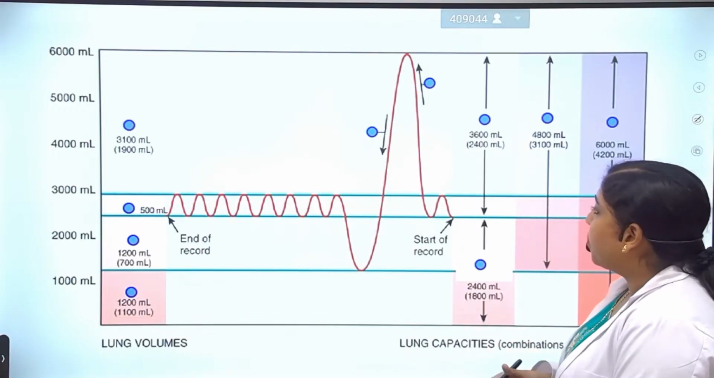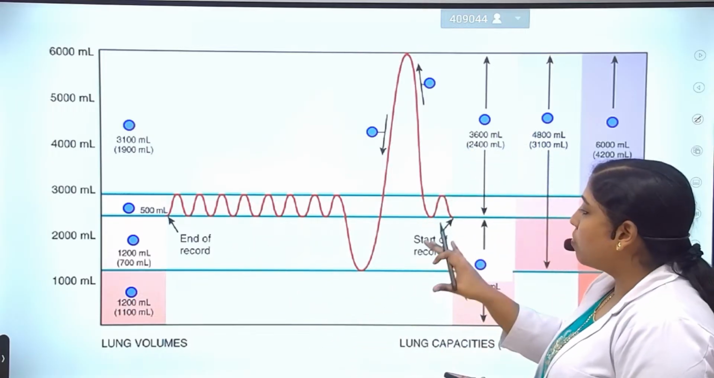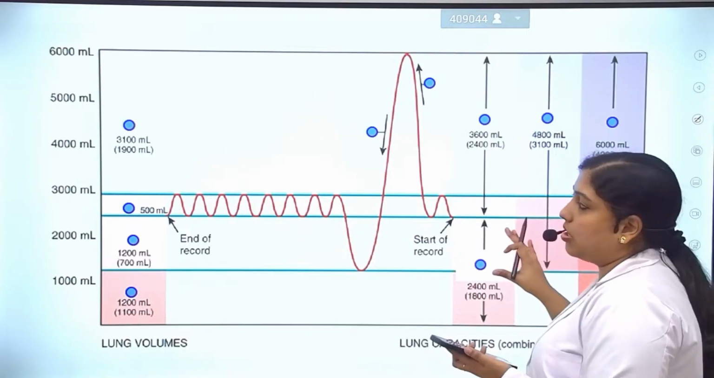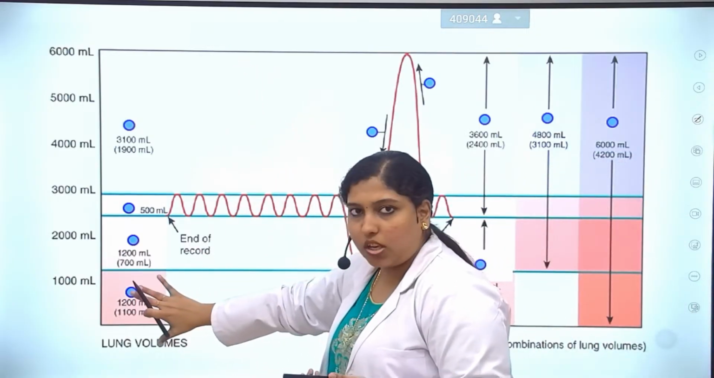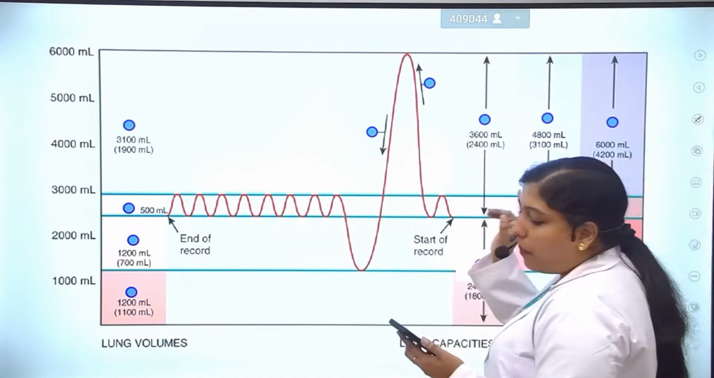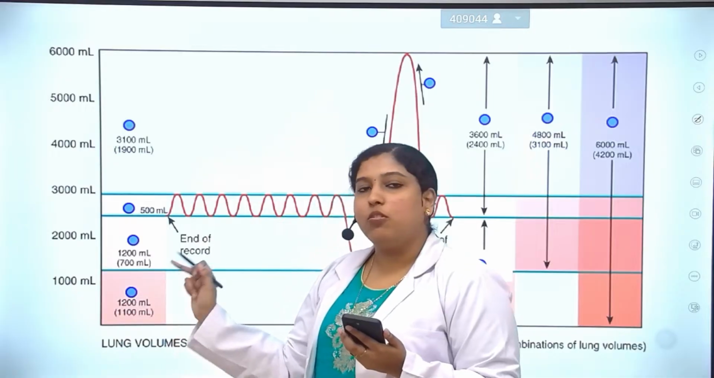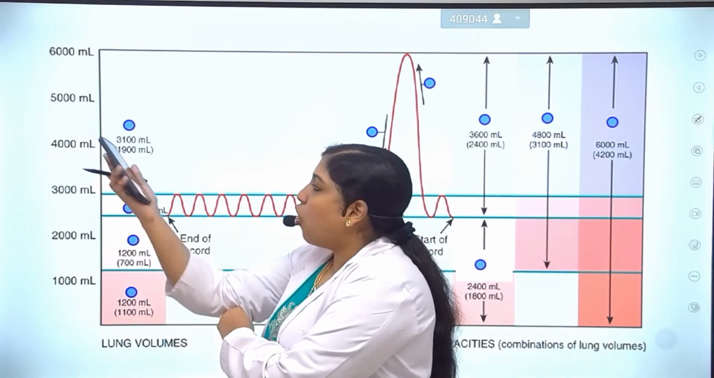See, this is the normal lung volume and capacity chart. First and foremost, on this side we are going to concentrate on lung volumes. On this side, we are going to concentrate on lung capacities. Before coming to the lung capacities, we have to learn the normal lung volumes. This is an example of a normal adult male.